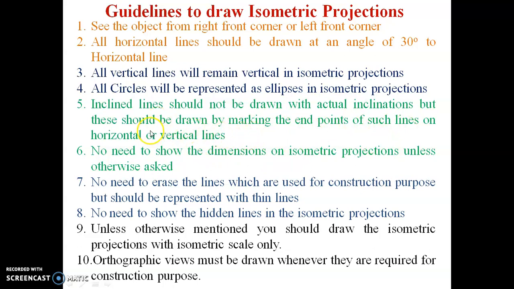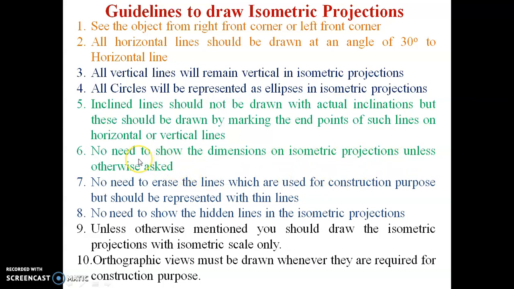So if you have any line which is inclined to the horizontal or vertical line, you cannot draw that line with the inclination. Instead, you have to mark the endpoints of such lines on the horizontal or vertical line, and then connect them in the isometric projection. Then the sixth guideline: no need to show the dimensions on isometric projections unless otherwise asked.